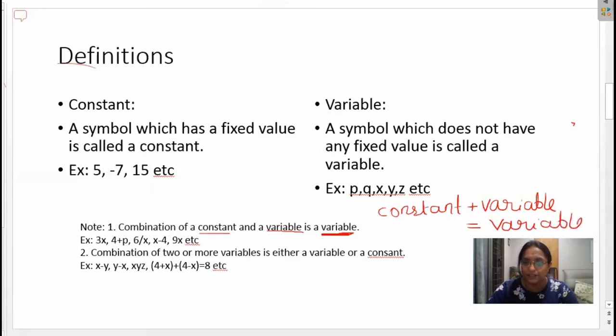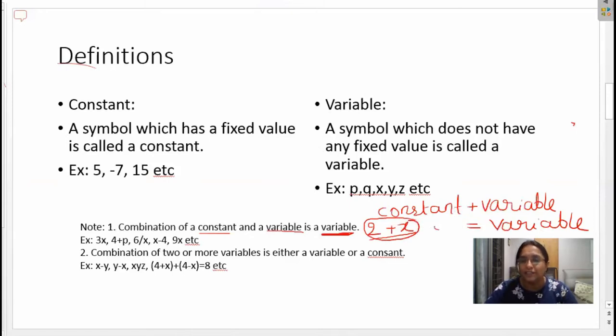So let us check whether it is true or not. Constant means any constant I'll take. Variable means any variable I'll take. Whether this is a variable or not, its value changes, because if you put x is equal to 1, this becomes 3. If you put x is equal to 2, it will be 4. So the value of this term will be changing. That is why it is a variable.